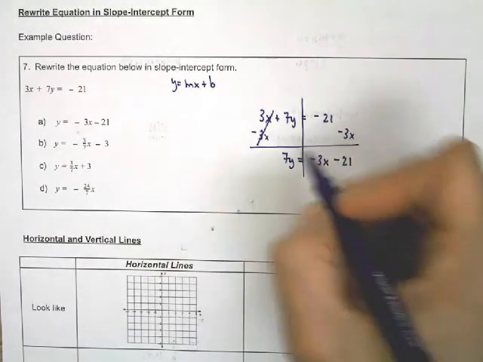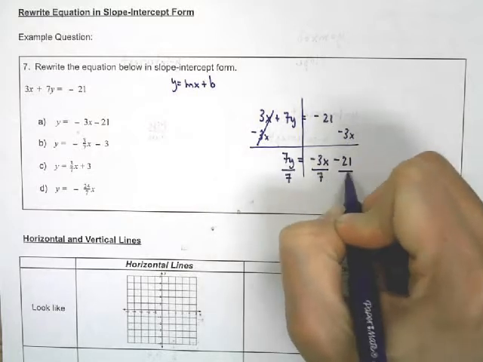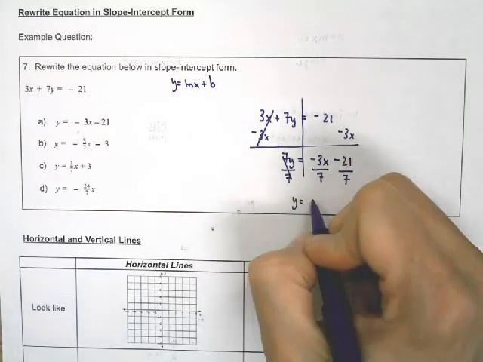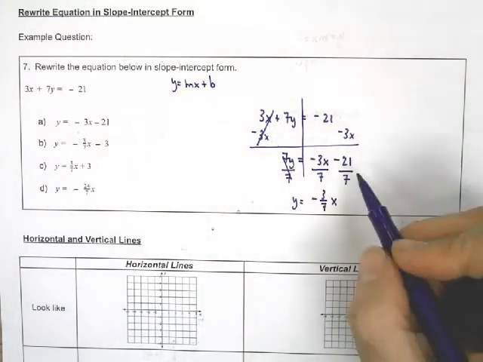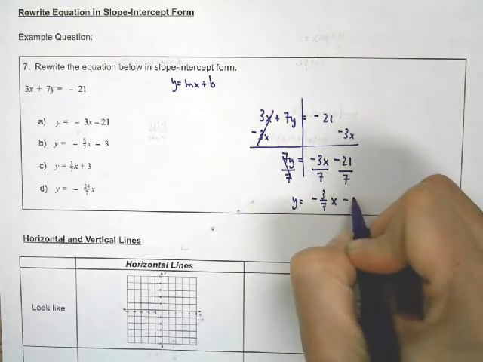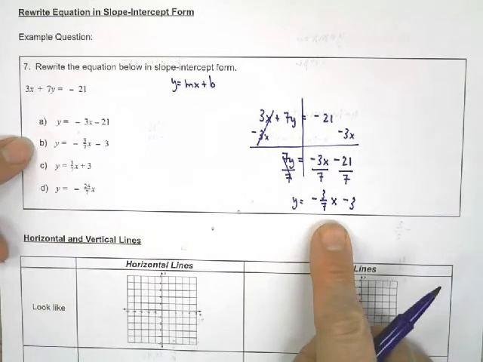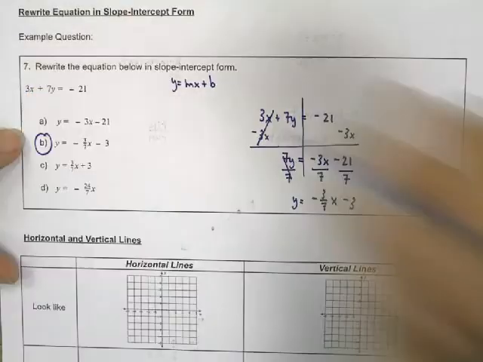Now I just have to do one thing really. I have to divide by 7 to get y by itself. And if I simplify, -3/7 I can't reduce, so that's just going to stay there. -21/7, I can use my calculator, and that's a -3. So now I'm just going to find my choice, -3/7x minus 3.